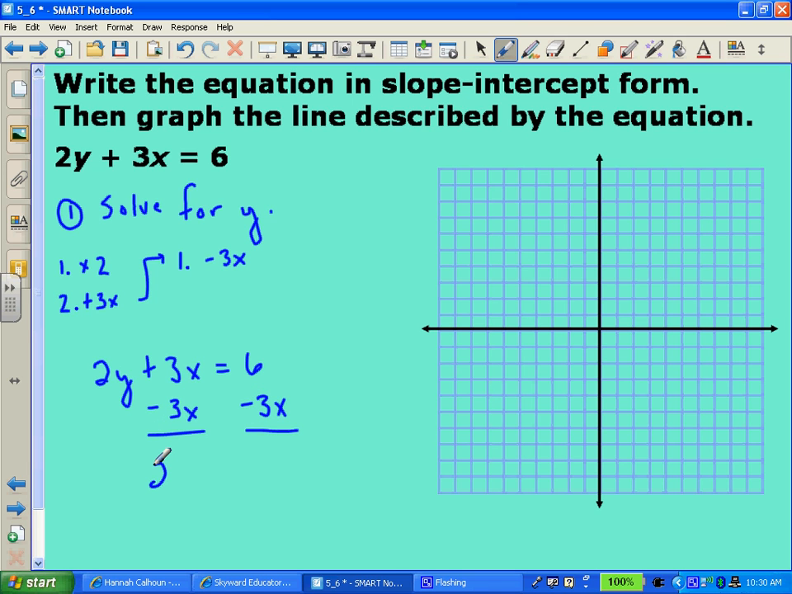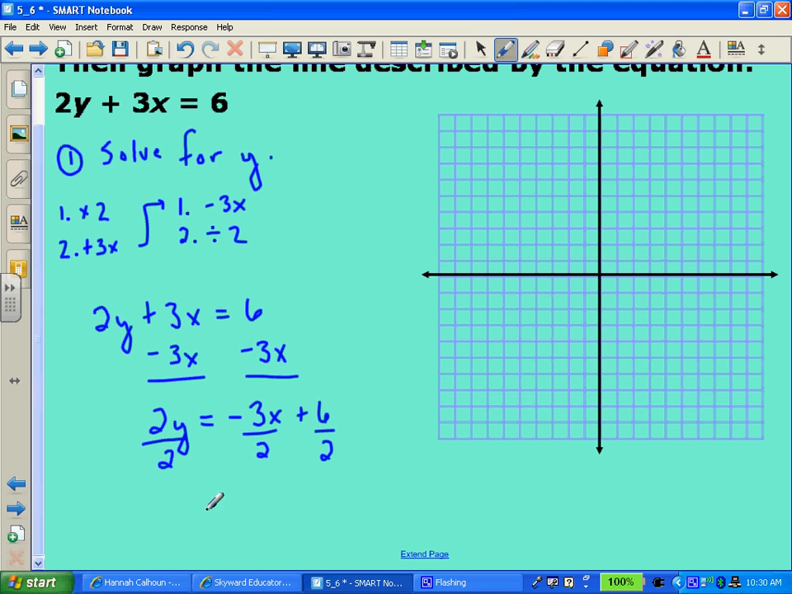Now in slope-intercept form, we like the x to come first. So instead of writing this as 6 minus 3x, I'm going to write it as -3x plus 6. Those are the same thing. The 3 is still negative, the 6 is still positive. I just rearranged their order. And then the second thing I have to do to undo times 2 is divide by 2. When I divide by 2, I divide each term on the other side by 2. So then I have y equals -3 over 2x plus 6 divided by 2, which is 3.